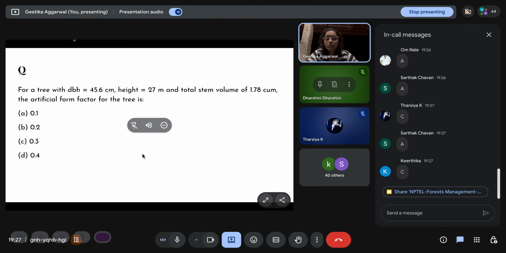Again, get your notebooks out. For a tree with a DBH of 45.6 centimeters, a height of 27 meters, and a total stem volume of 1.78 cubic meters, the artificial or false form factor of the tree is what? We discussed a formula which related volume with DBH, height, and form factor. So can you tell me what is the total stem volume?